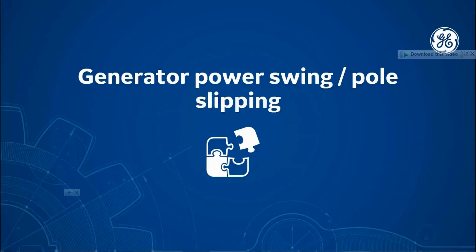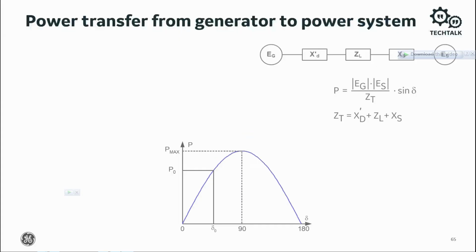The generator should stay synchronized with the power system. However, sometimes the generation and load balance goes out of kilter. This section explores power swings and pole slipping. Power transfer from the generator to the power system is described by the power and impedance formulas here.